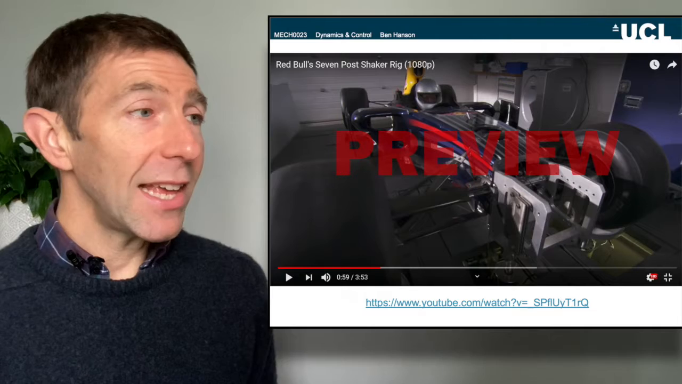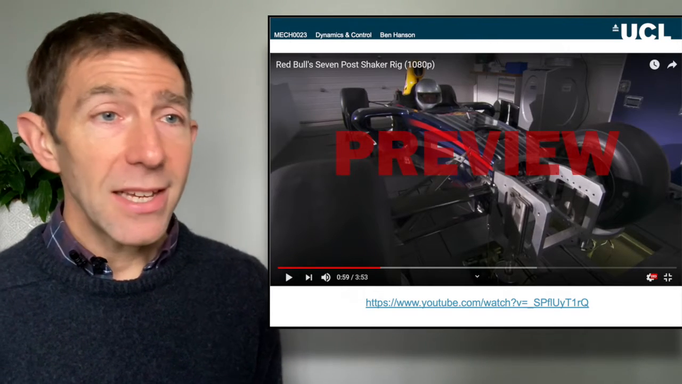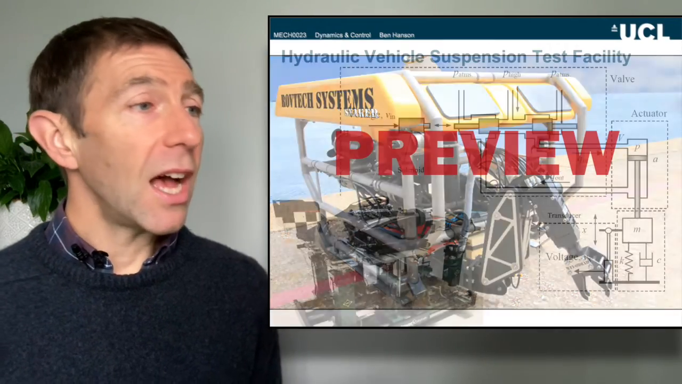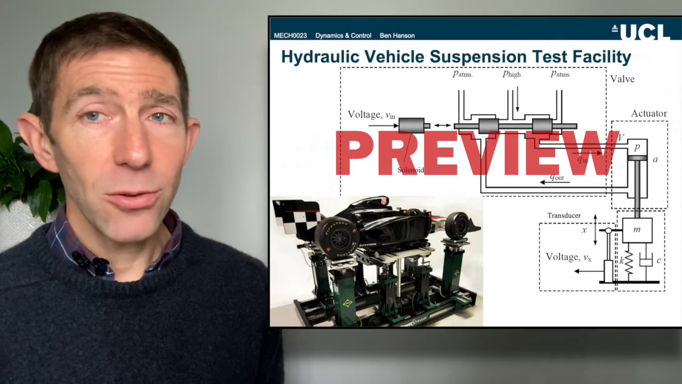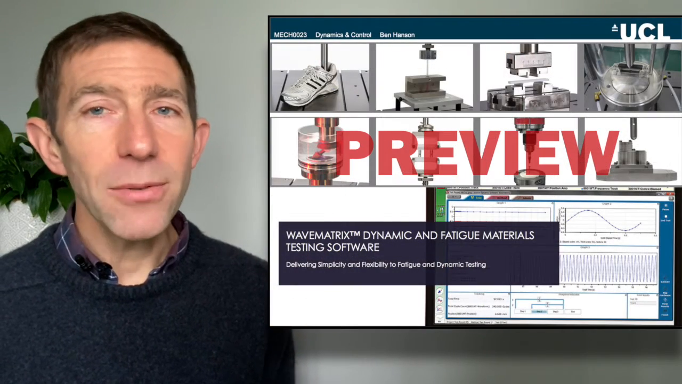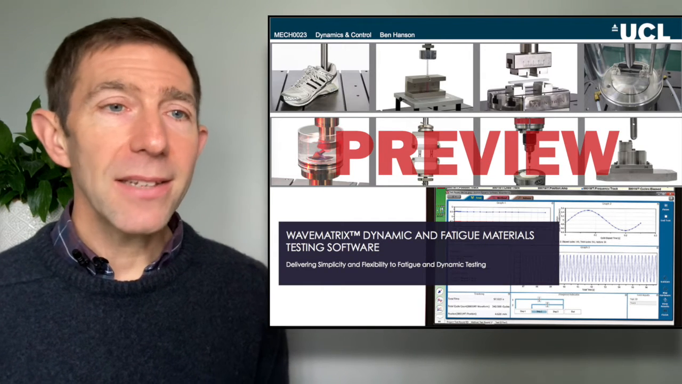Examples that we're going to look at include a nice Formula One Red Bull test car. We're going to look at subsea exploration. We're going to look at a hydraulic system, in this case also used to test a race car, and even things like materials testing, which is in this case about dynamics and will link strongly with the dynamics side of the course.